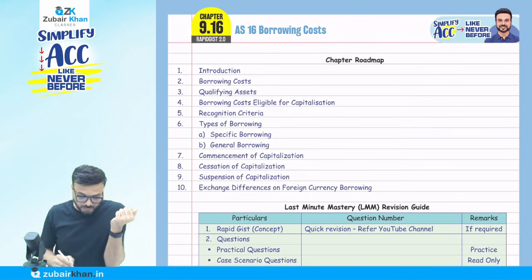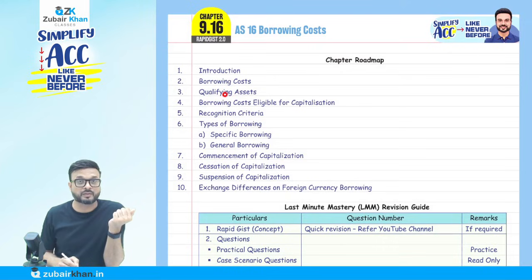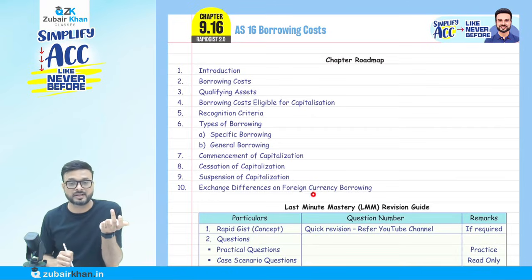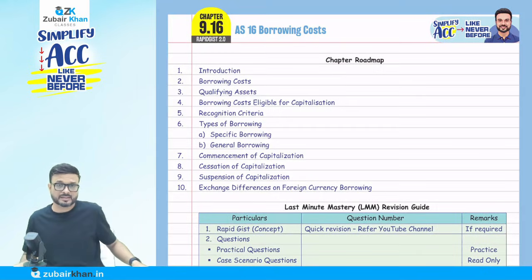First, we will discuss the introduction, then borrowing cost, qualifying asset, borrowing cost eligible for capitalization, recognition criteria, types of borrowing, specific borrowing, general borrowing, commencement of capitalization, cessation of capitalization, suspension of capitalization, then exchange difference on foreign currency borrowing.